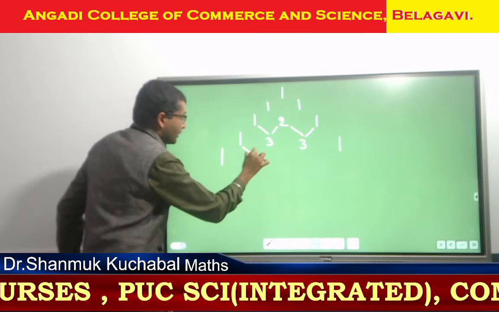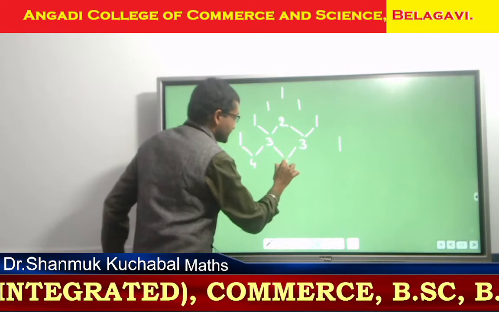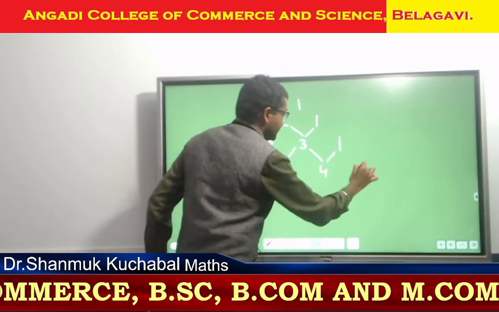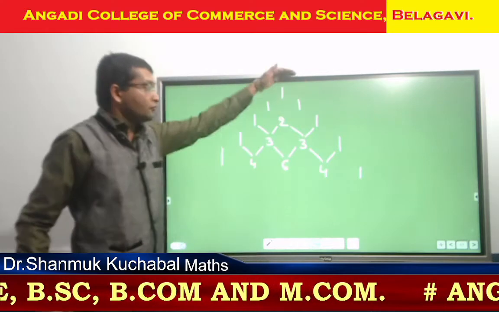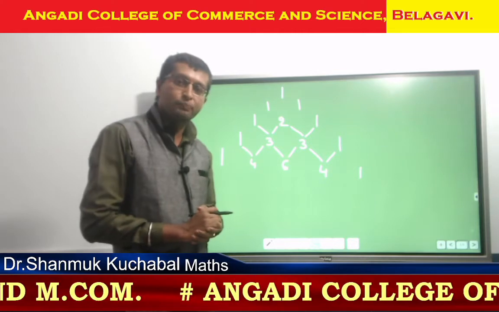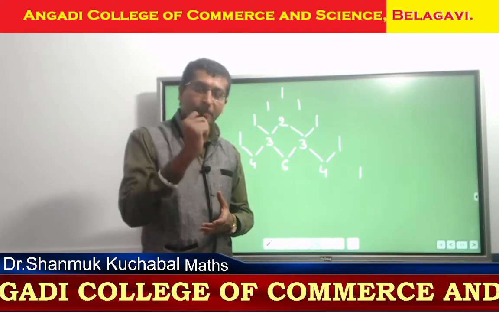1 plus 3, it is 4. 3 plus 3, it is 6. 3 plus 1, it is 4. Then 1 here. So on, we can construct it. This is called a Pascal triangle. Using this, you can remember algebraic identities.